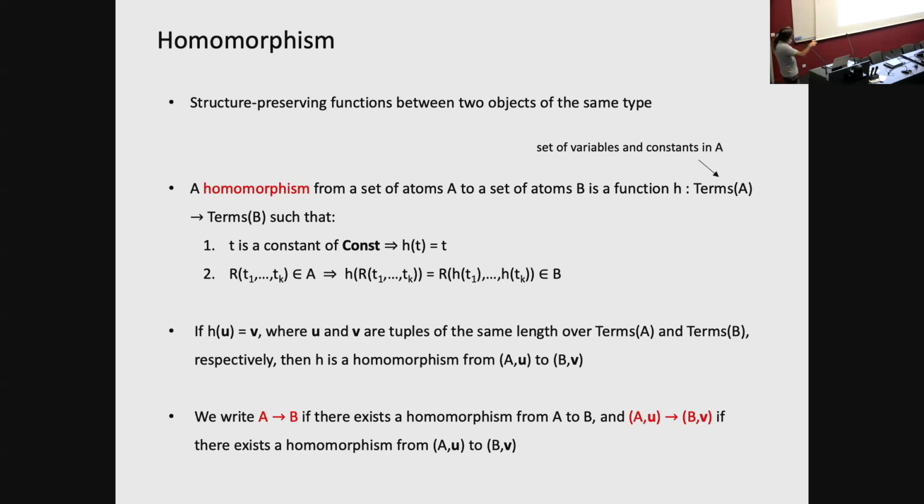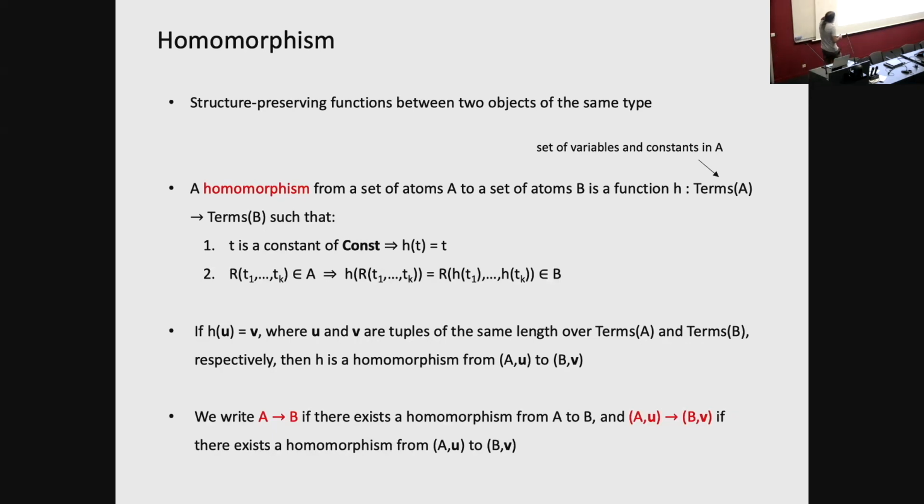And the second condition is: if I have an atom of this form in A, and I apply my homomorphism to this atom, then what I get should be an atom in B. So this atom, H(t1) up to H(tk), should be an atom in B. So this is the homomorphism, and this is what I mean by structure preserving function.